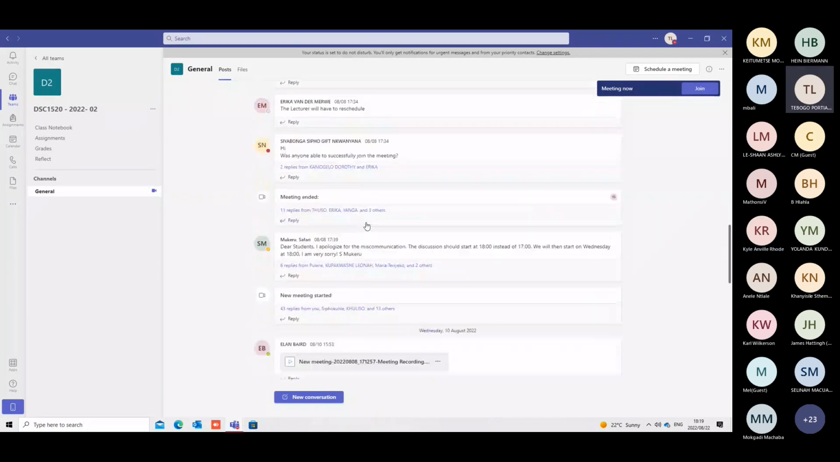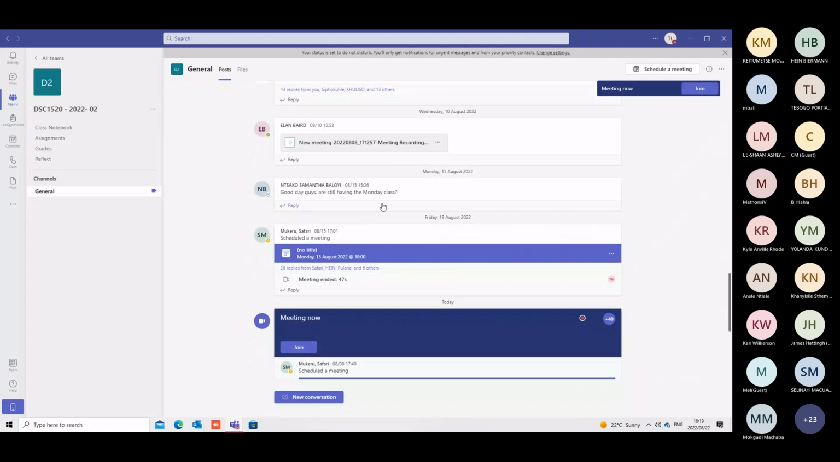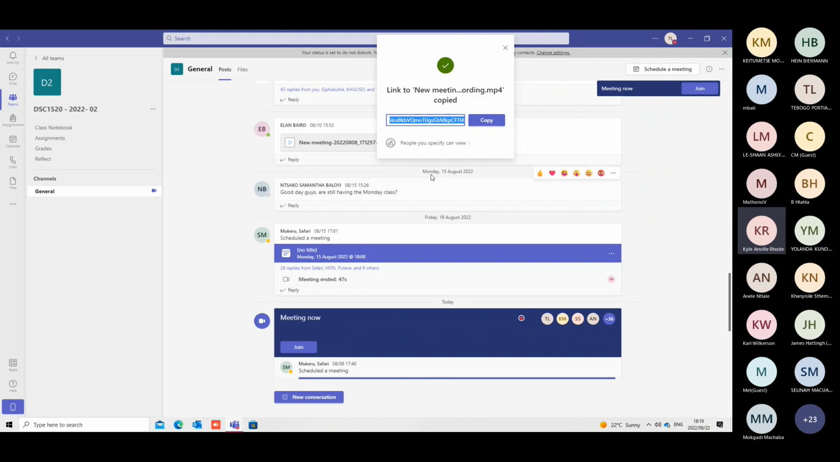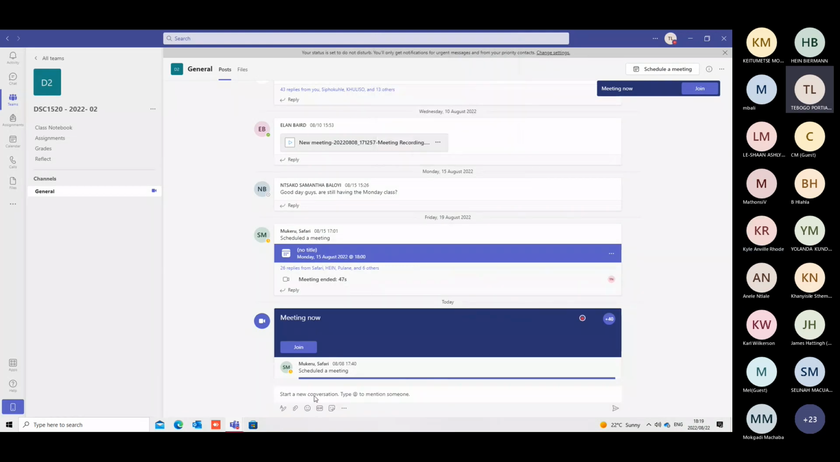Portia, is there any way you can share that with us? Because I also don't have it. Copy the link and just paste it there in the conversation. Hopefully it pops up on the conversation too. Yes, let me paste it here.